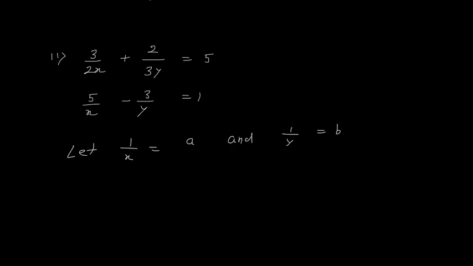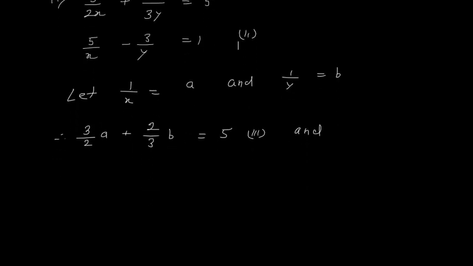Therefore it becomes 3 divided by 2a plus 2 divided by 3b is equal to 5, and we will consider this as equation 3. Consider the given equations as 1 and 2, and 5a minus 3b is equal to 1. This is the fourth equation.